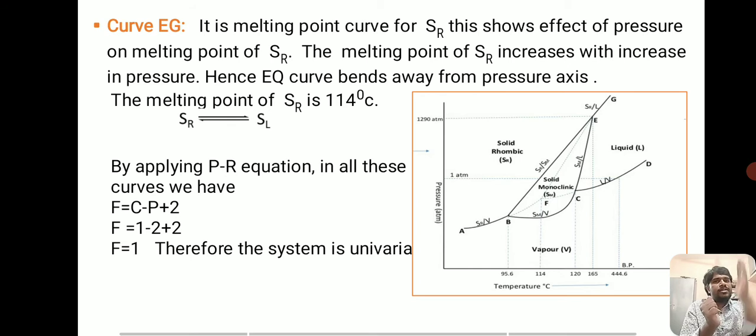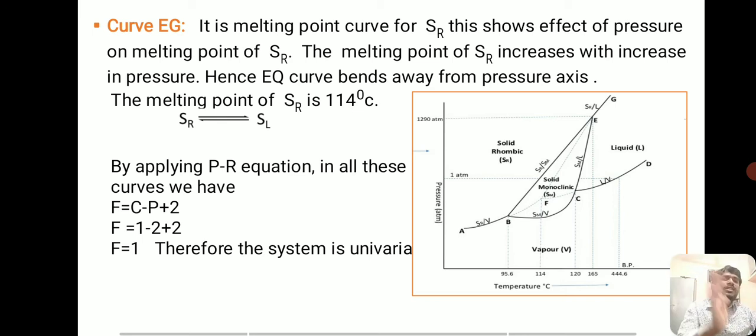When we increase the pressure, here also the melting point of SR increases. Hence, the EG curve bends away from the pressure axis. You can observe here the EG curve bends away from the pressure axis. Here the melting point of SR, that is rhombic sulfur, is 114 degrees Celsius. And here we have two phases in equilibrium, that is SR in equilibrium with SL.